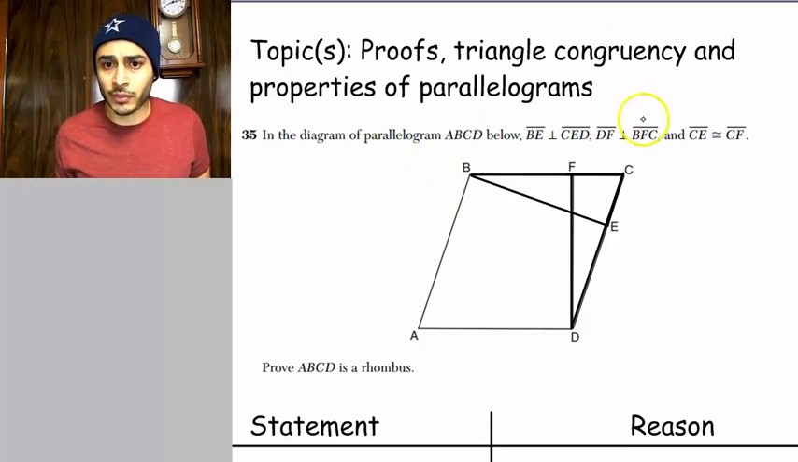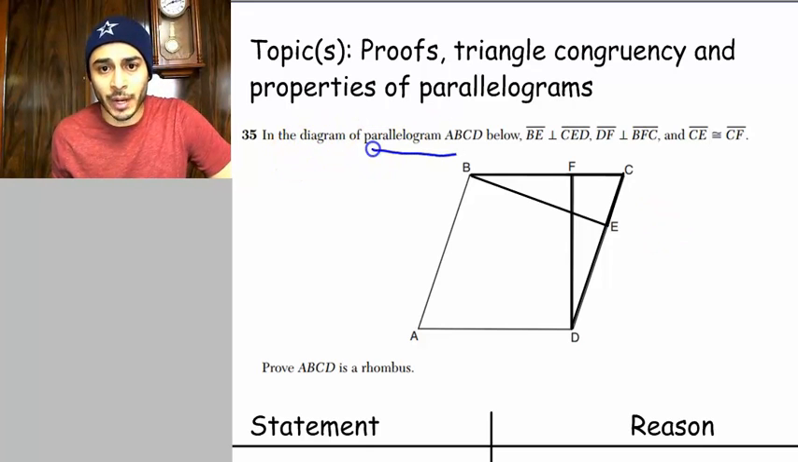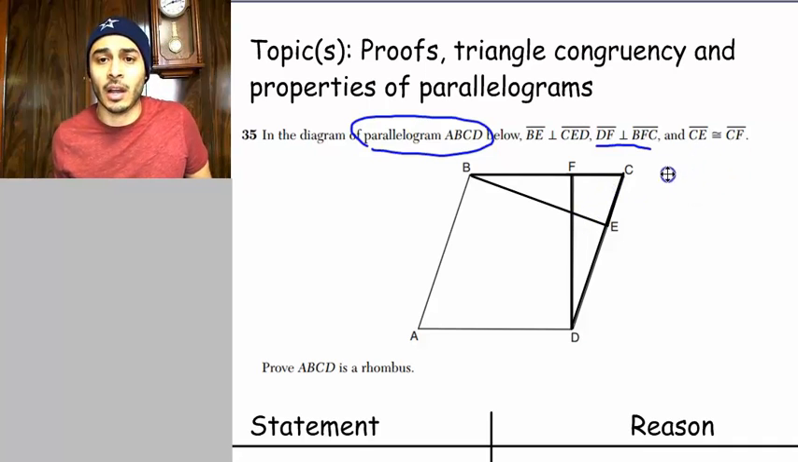I'm given all this stuff here. I'm given that we have a parallelogram. I'm given a pair of perpendicular lines, BE and CED, and then another pair of perpendicular lines, DF and BFC. And I'm given that CE is congruent to CF.